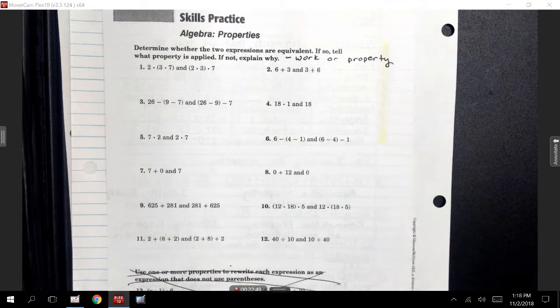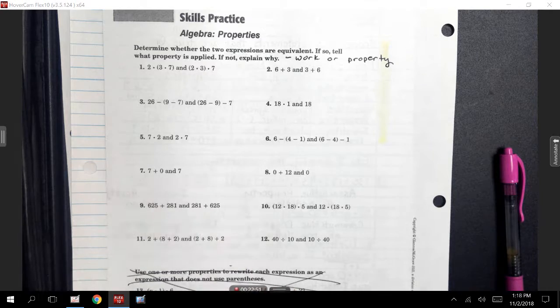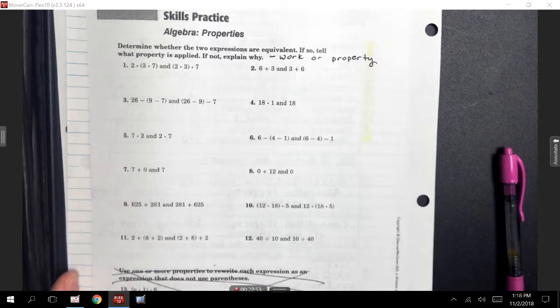Guys, you have the rest of the period to try to fill those in. Do the best you can. We're going to talk about each of them tomorrow.